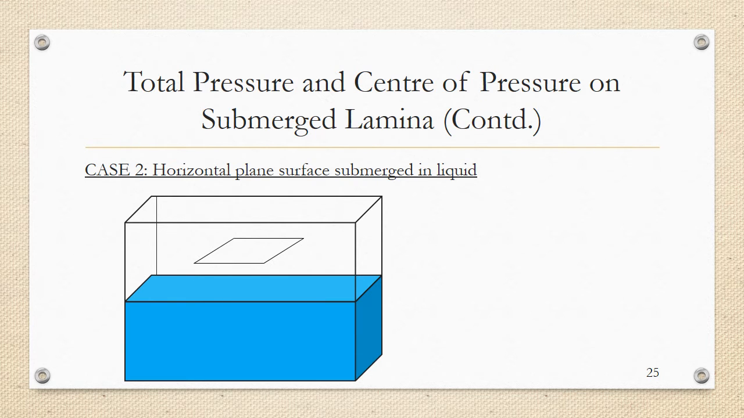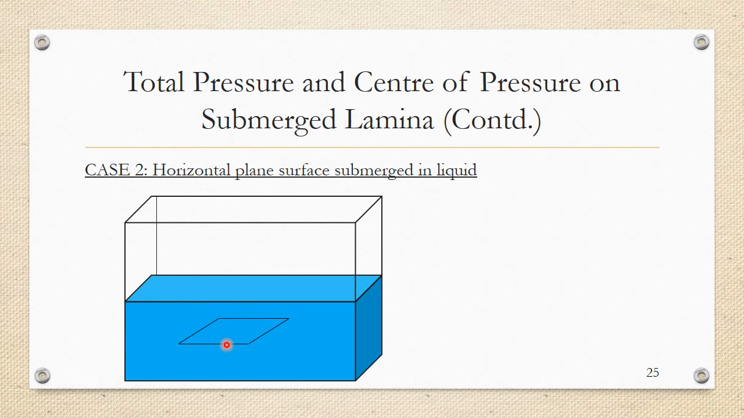So the next case, case 2, is when a horizontal plane surface is submerged in liquid. That is, a plane surface that is submerged horizontally in the liquid. We just considered case 1 where it was submerged vertically. Now we are going to check what is the force that is going to act on it when it's submerged horizontally. So here you have a plane surface lying in the horizontal plane. When we submerge it in water, it looks like this.